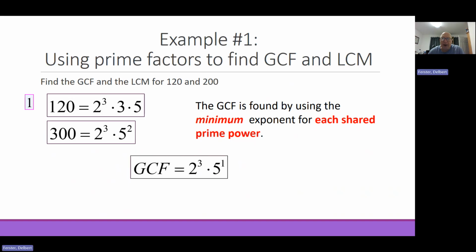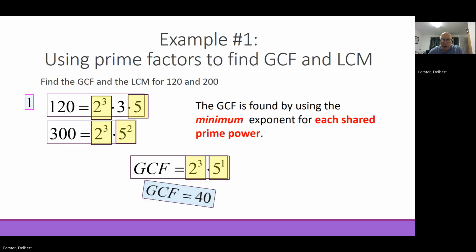All right, so we're finding our greatest common factor. It'll be 2 to the third times 5 to the first. Right, there's my common factor at 2. There's my common factor at 5. So my greatest common factor, 40.